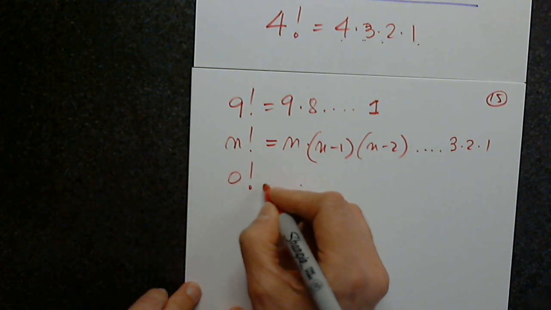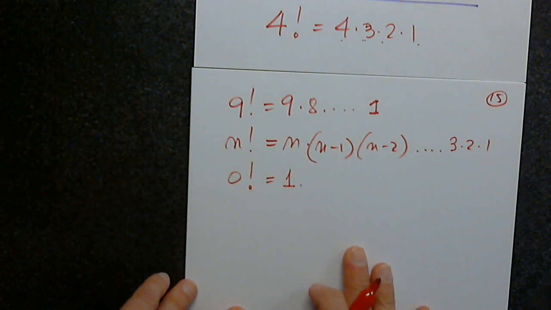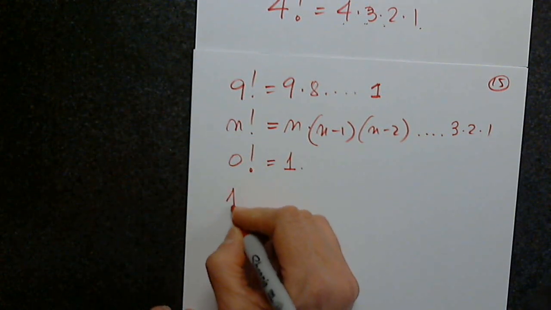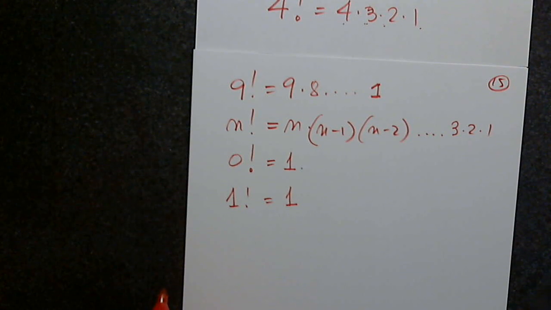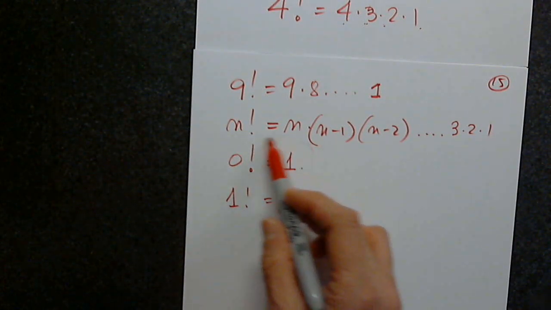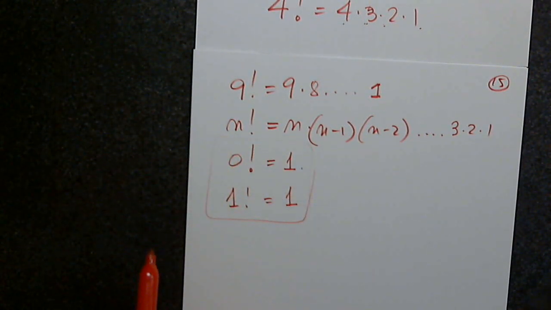Now, also, 0 factorial is considered 1 by convention. But what about 1 factorial? That is 1 as well. It may look a little bit weird, but by convention, 0 factorial and 1 factorial are both 1.